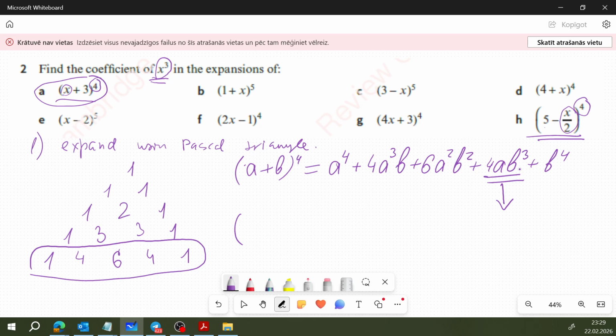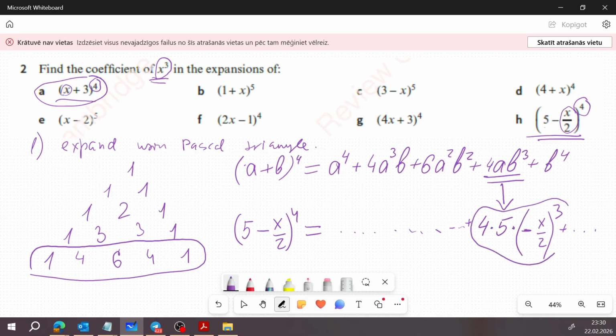If you have here (5 minus x over 2) to the power of 4, we can skip all until this moment. Here we have 4 times, instead of a we have 5, so we just put 5 and multiply by, instead of b we have minus x divided by 2, to the power of 3. And then here we have some other things. So here we have plus. This is the term which we are interested in, because here we have x to the power of 3.